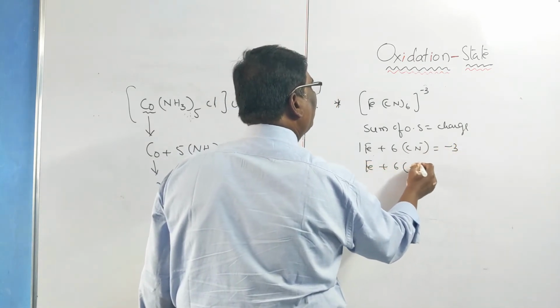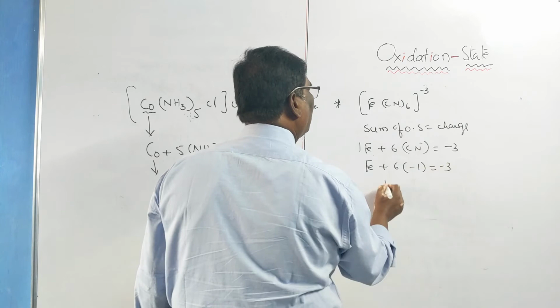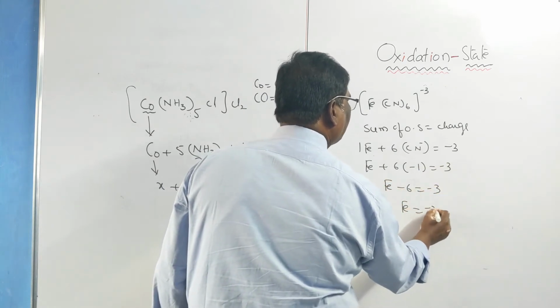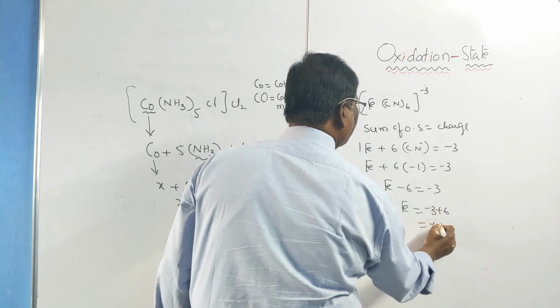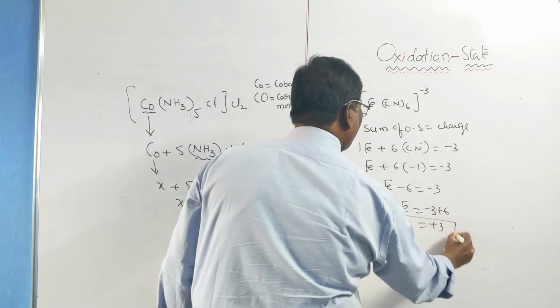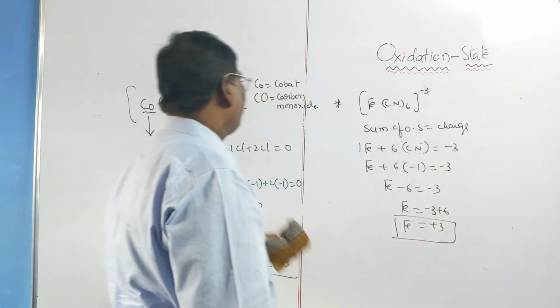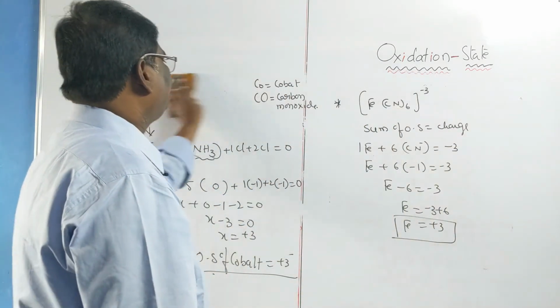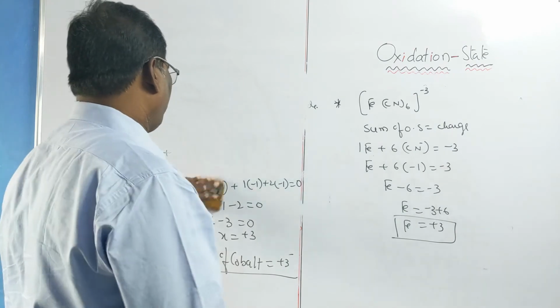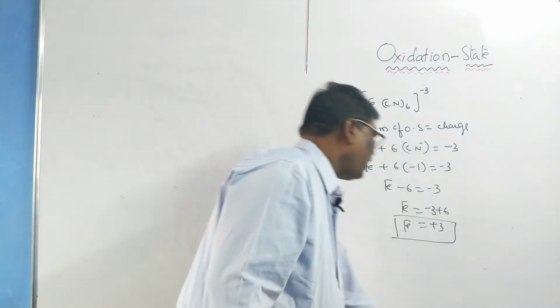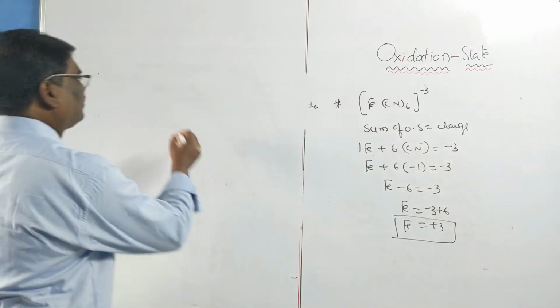Iron plus 6 into -1 equal to -3. Iron -6 equal to -3. Iron equal to -3 plus 6, that means +3. Thus the oxidation state of iron in this complex is +3. Okay. One more example we are going to discuss, that is tetraammine cuprate.